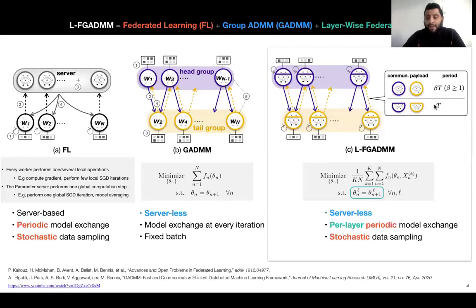Moreover, we give different time periodicity to different layers. For example, the small layers can be shared every T local iterations, whereas the large layers we can share every beta T iterations, where beta is greater than one. So when we share the large layers less frequently, we significantly reduce the communication overhead per iteration.